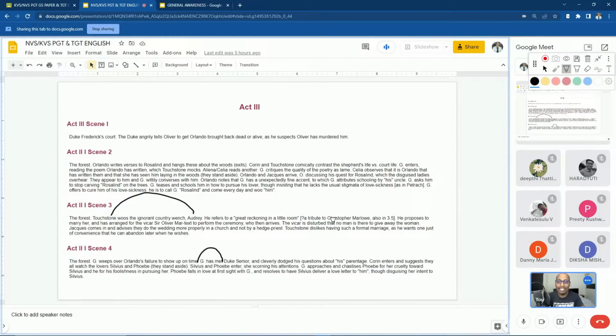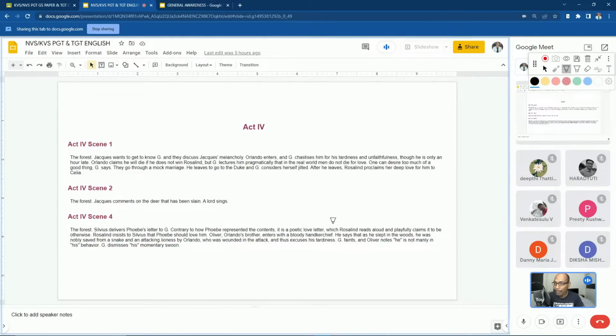All these twists and turns create a lot of fun, and all these things create a lot of comedy. Now what happens at the end of this act, or let us go to the next one.